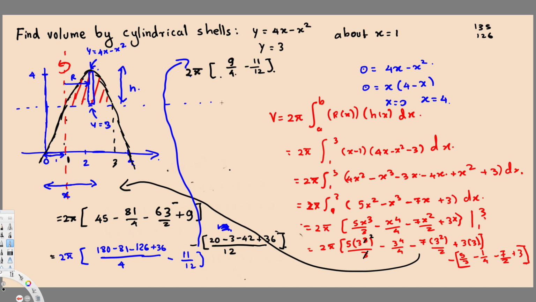Now let's take 12 as our common denominator for these two. 2π times, if I take 12 as the common denominator, I have to multiply this one by 3. So 9 times 3 is going to be 27 minus 11. And if I simplify this one, that's going to give us 16. So 16 over 12. 2π times 16 over 12. So we can simplify this one furthermore. 4 by 3. So this is going to be 8π. This is going to give us 8π over 3. So that's going to be the final answer. So the volume of this shaded region is going to be 8π over 3.